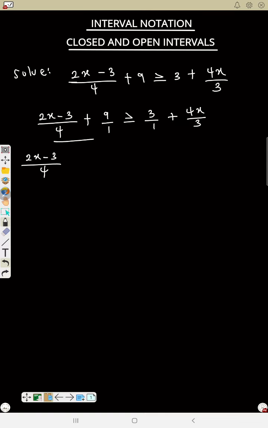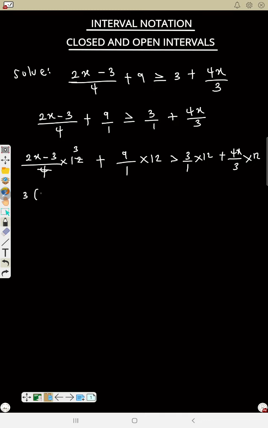So what is the LCM of everything? That is 4 times 1 times 3, that is 12. So multiply each, as in each here, by 12. Multiply each by 12, that is plus 9 over 1 times 12, 3 over 1 times 12, 4x over 3 times 12. Now 4 here 1, 4 here 3.